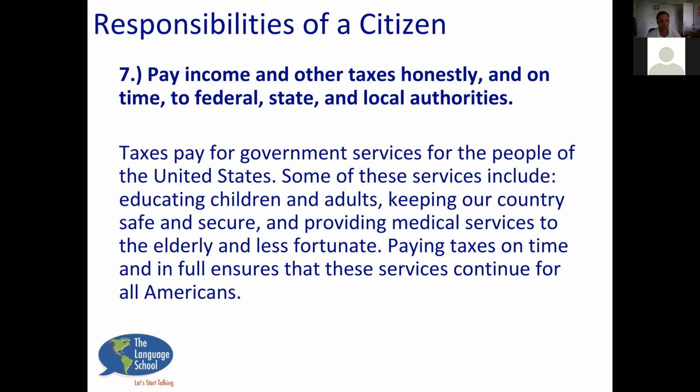Pay income and other taxes honestly and on time to federal, state, and local authorities. Taxes pay for government services for the people of the United States. Some of these services include educating children and adults, keeping our country safe and secure, and providing medical services to the elderly and less fortunate. Good. Paying taxes on time and in full ensures that these services continue for all Americans. Very good.